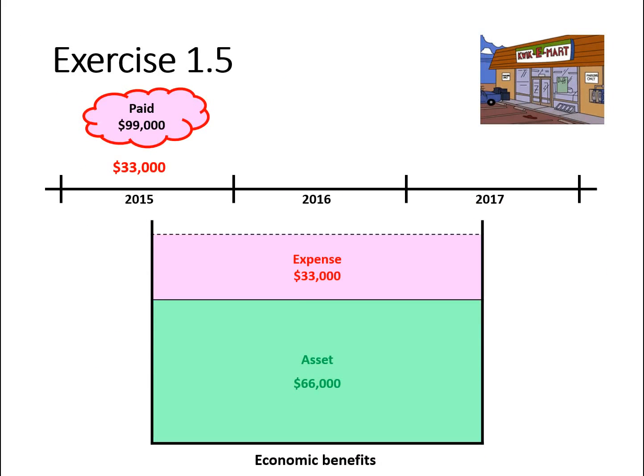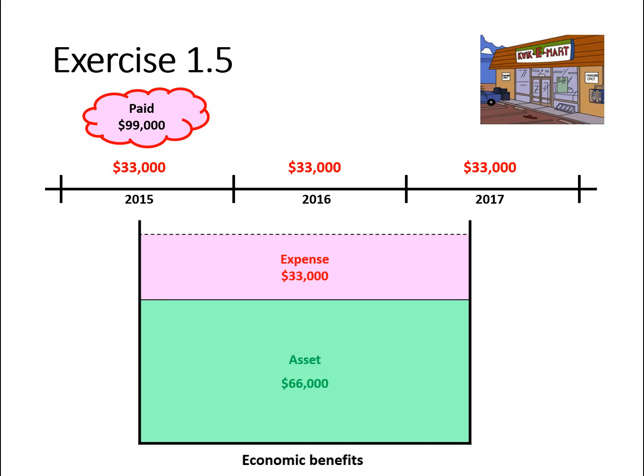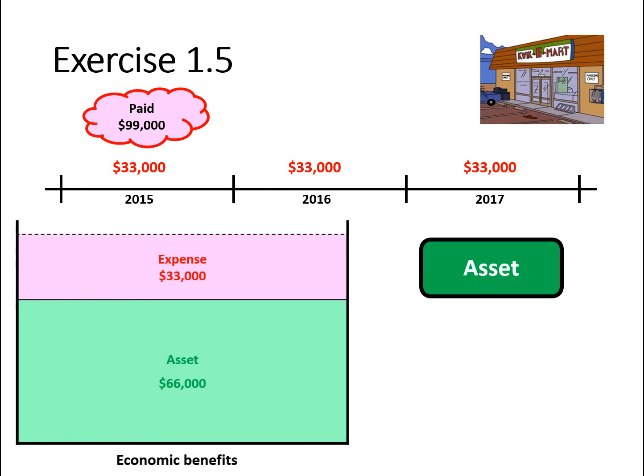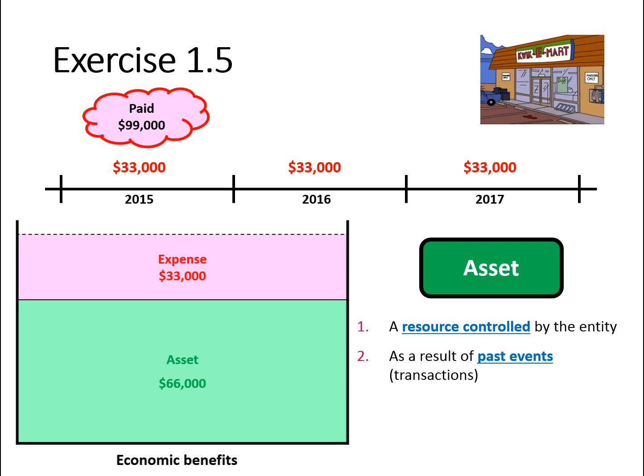The next question is, well, how do we treat the $66,000 for 2016 and 2017? That's prepaid rent for the next 2 years. It actually meets the definition of an asset. We identified that earlier, and the reason why is it's a resource we control, there's been a past event, and there'll be future economic benefits.